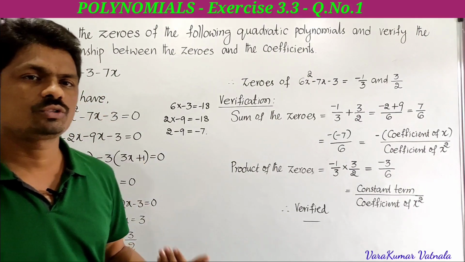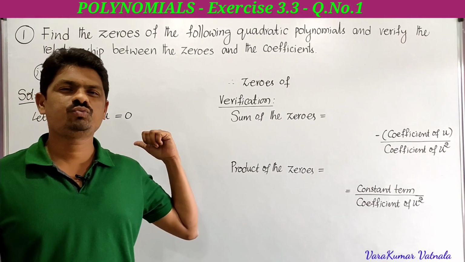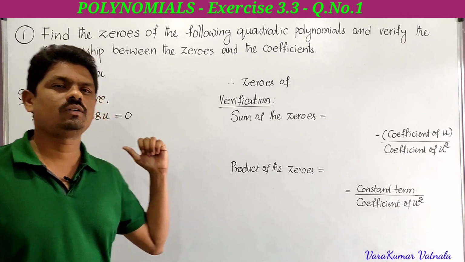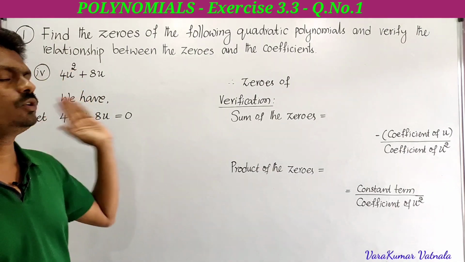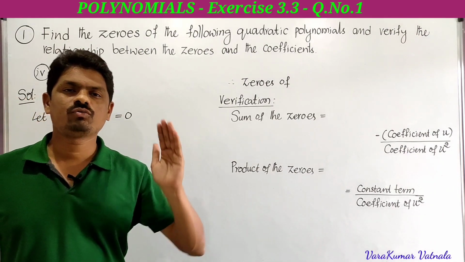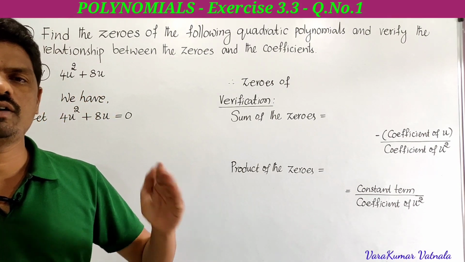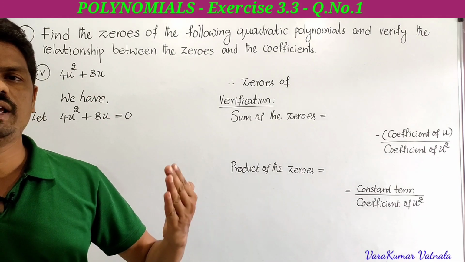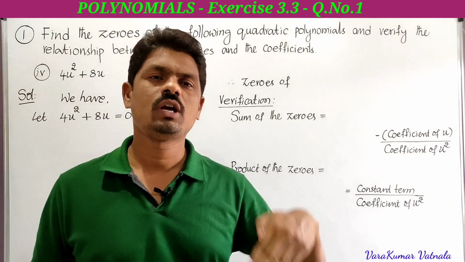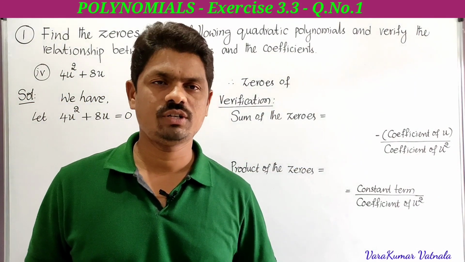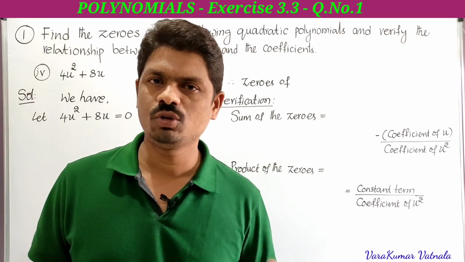Next we have to solve the fourth bit. This is the fourth bit in the first problem. 4u square plus 8u is given. Again we have to find the zeros of the given quadratic polynomial. Then after that we have to verify the relationship between the zeros and the coefficients. So first we have to find the zeros.